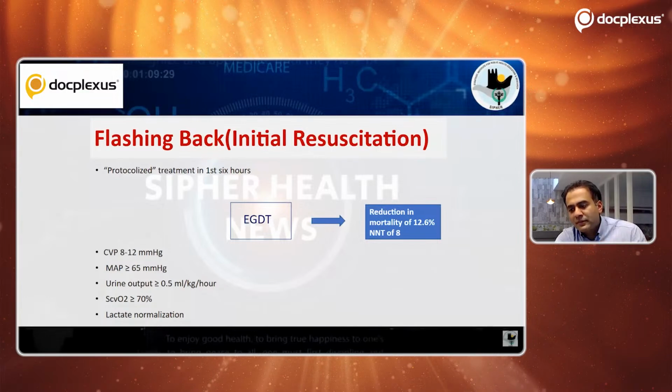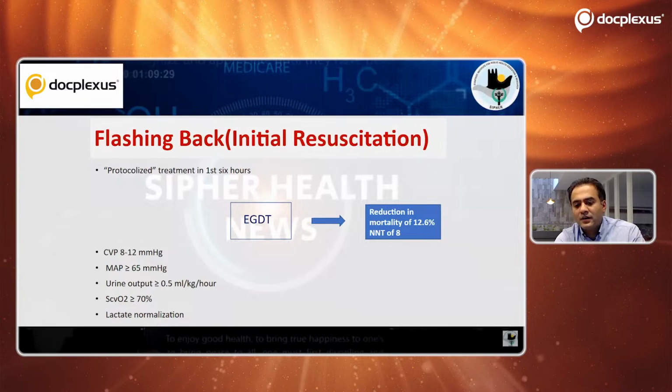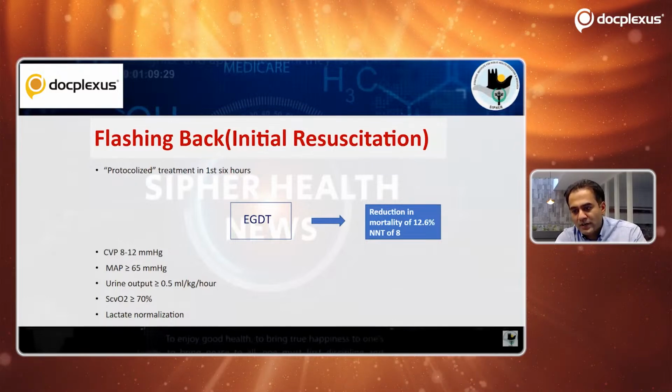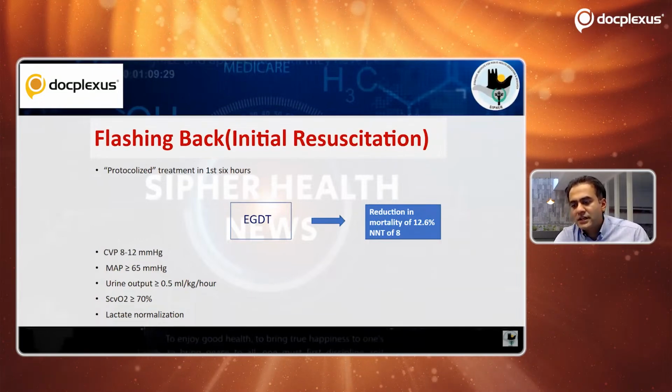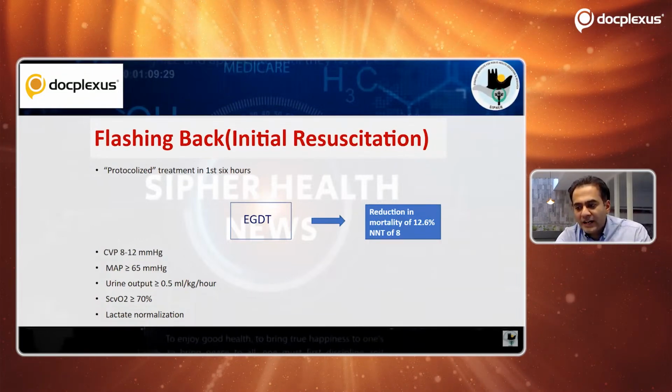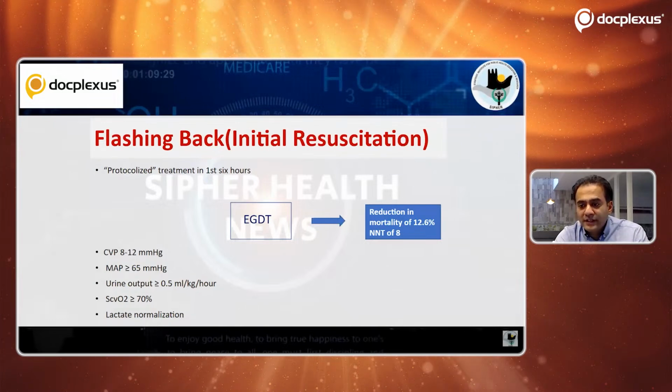The goals were maintaining a CVP of 8 to 12, mean arterial pressure of more than 65, and a good urine output. By good urine output, we mean more than 0.5 mL per kg per hour, ScvO2 of more than 70%, and lactate normalization. If we did this, there was a significant reduction in mortality, from 46% down to 34%, and the number needed to treat was 8. So this was a revolutionary trial at that time that reduced mortality for the first time.